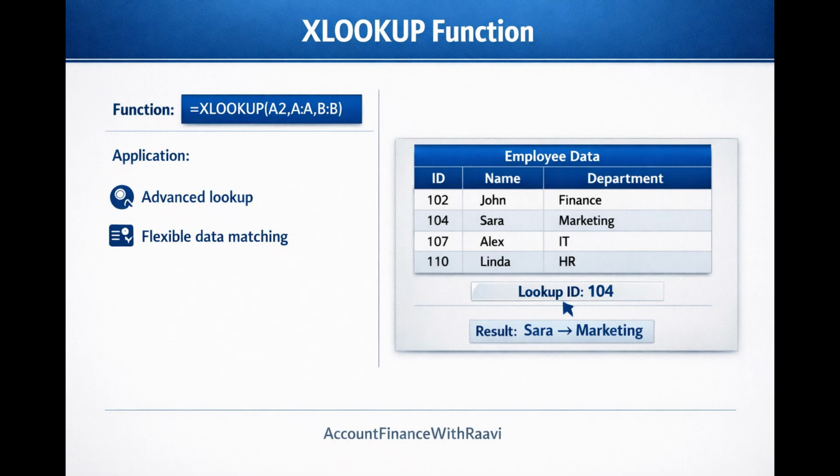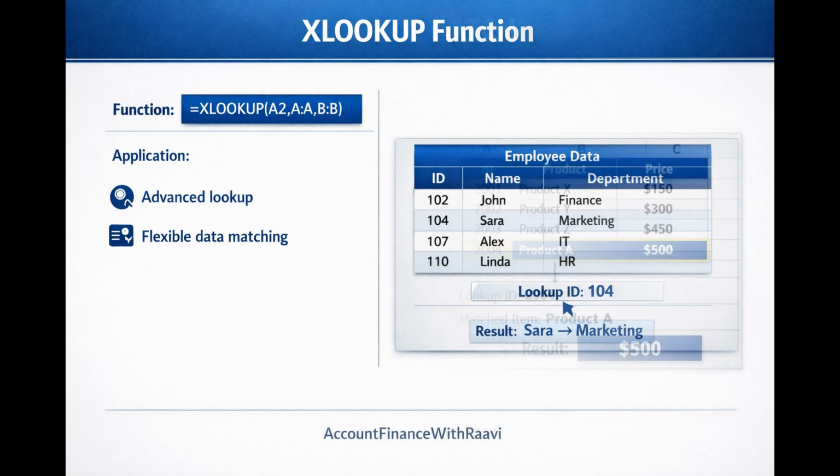You can find employee data is given, the name of the employee is given, and the department is also given. Suppose you want to look up the employee and know in which department that particular employee is working, there is an example here. If you see the names John, Sarah, Alex, and Linda are given with their respective departments. Suppose you want to see in which department Sarah is working, then we will be using this XLOOKUP, that is the advanced lookup.